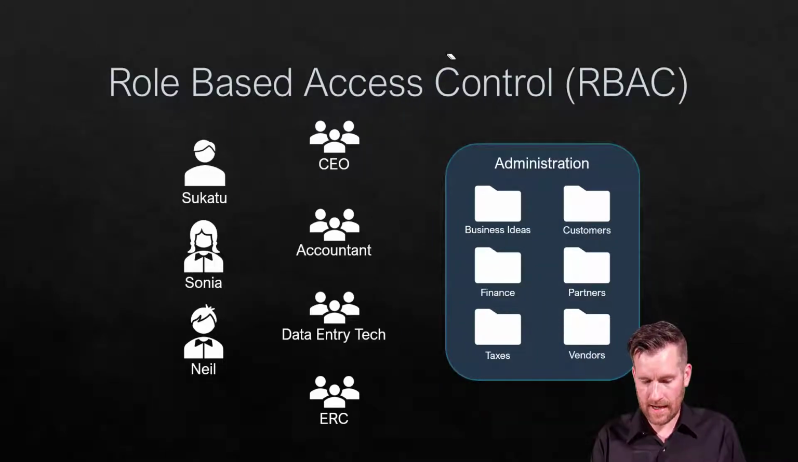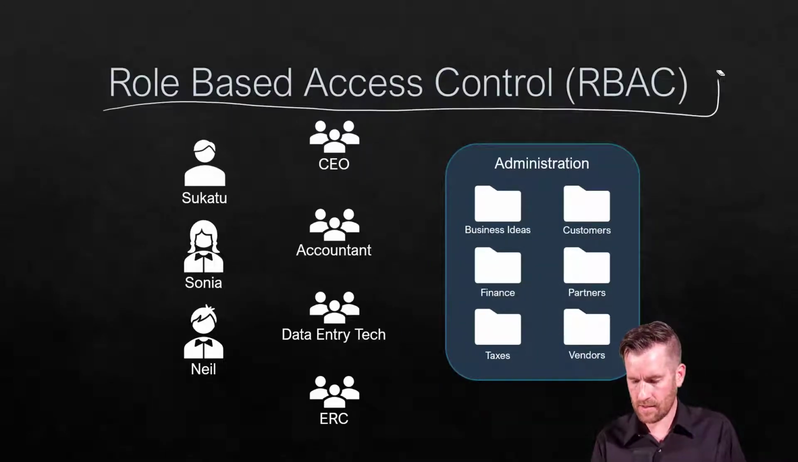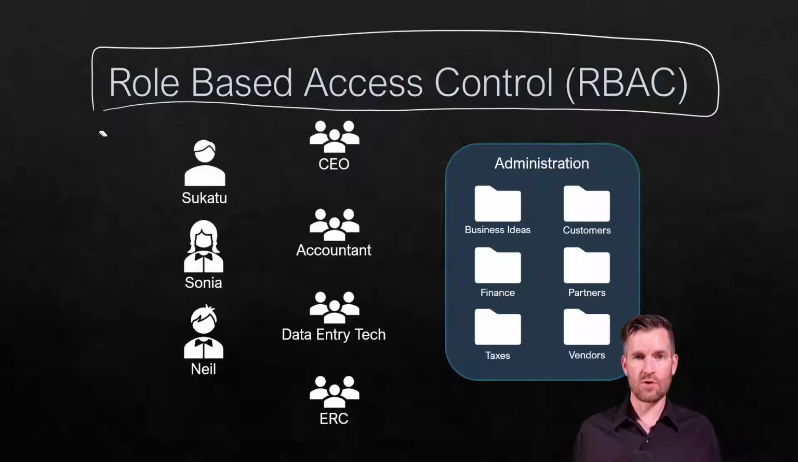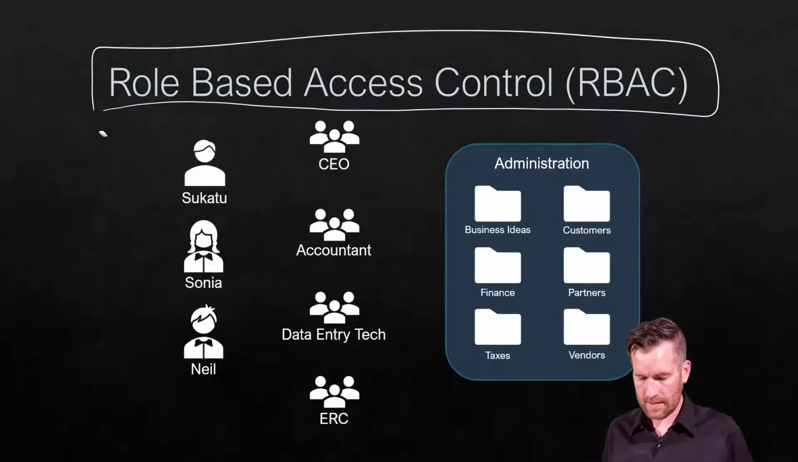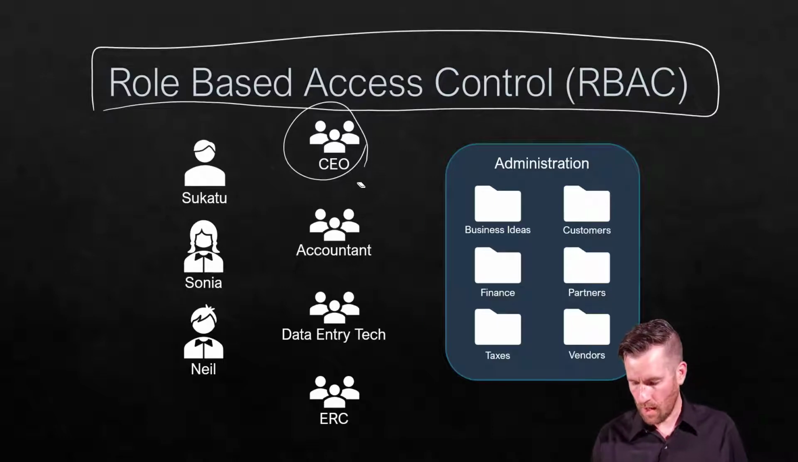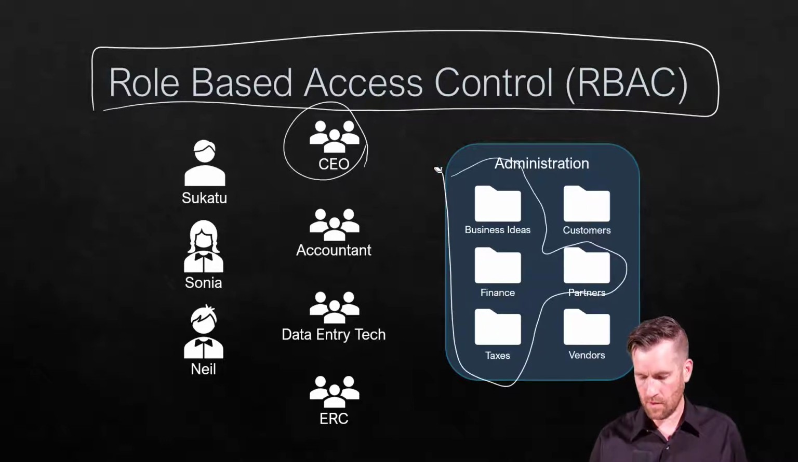Then there's also this idea of role-based access control, or RBAC. The idea behind this is that you don't assign people to individual resources. Instead, you assign them to a role, and then that role gets assigned to a resource. For instance, we say the CEO needs to have access to maybe the business ideas and finance and partners and taxes. Maybe those are the things that the CEO needs access to.